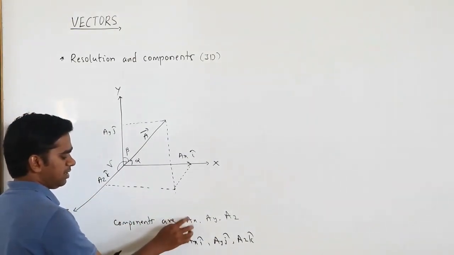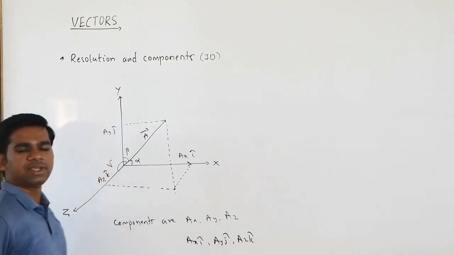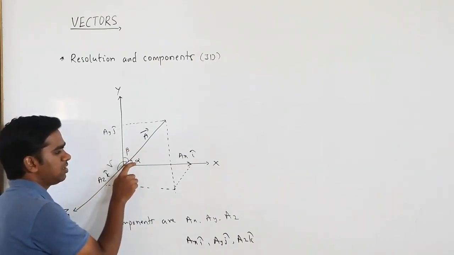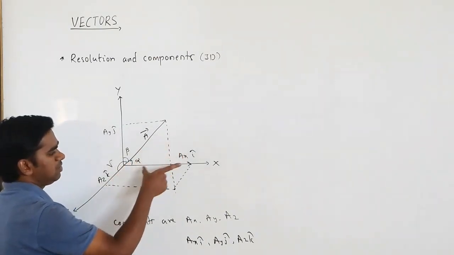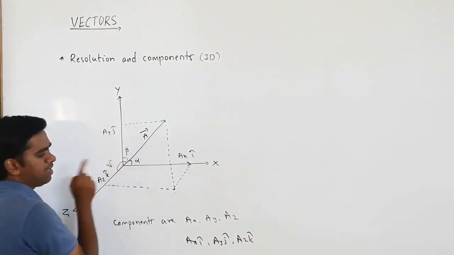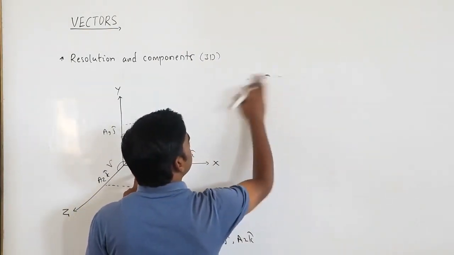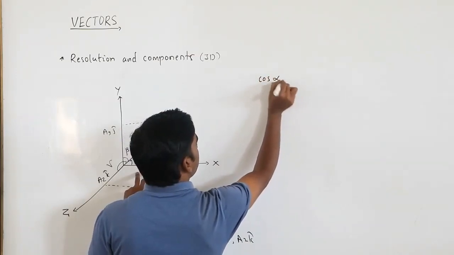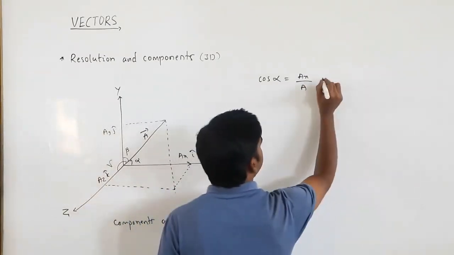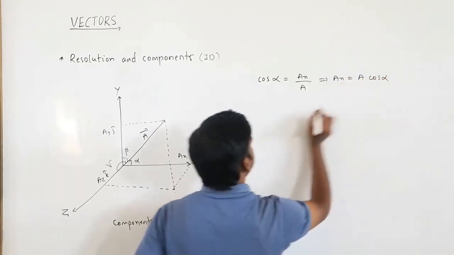There we used to find ax with the help of cos theta, then ay with the help of sin theta. Here it is not required. We can get it with the help of cos theta only. Cos alpha will give you ax divided by a. Then cos beta, ay divided by a. So like that we can get the components as cos alpha equals ax divided by a. So you will get ax equals a cos alpha.